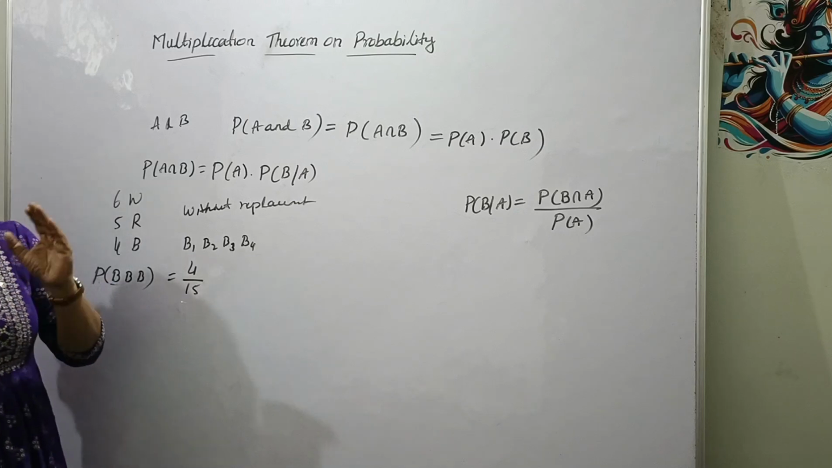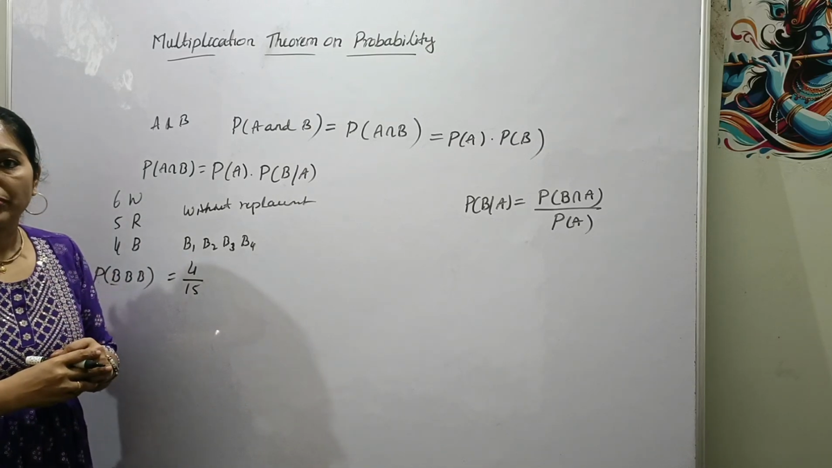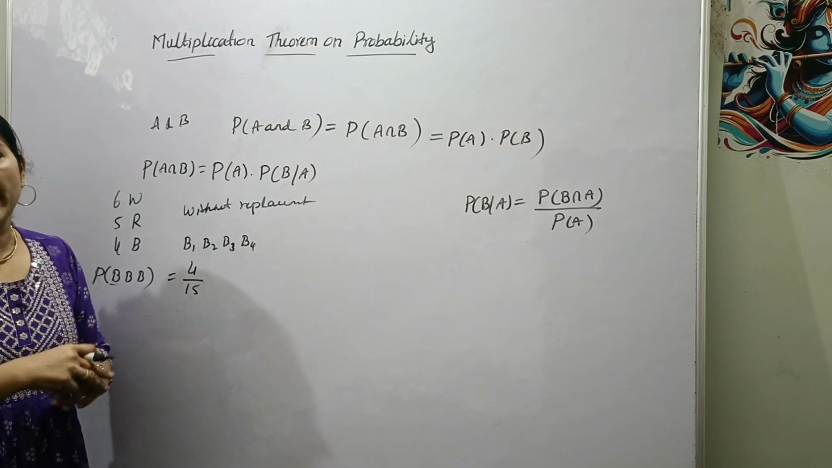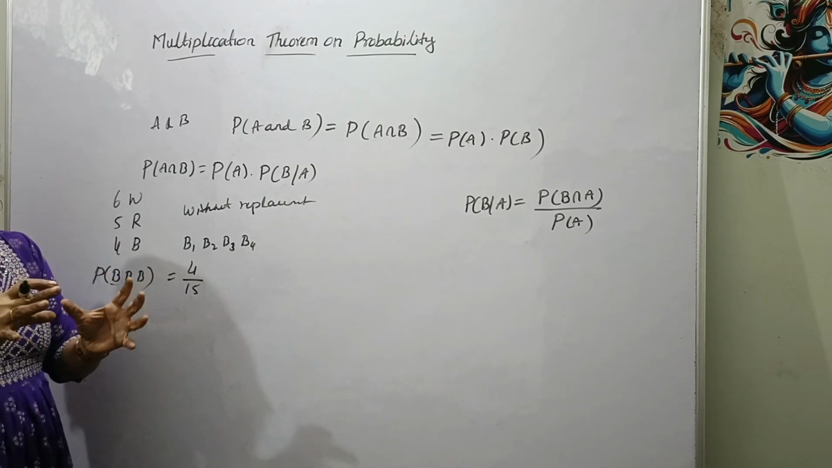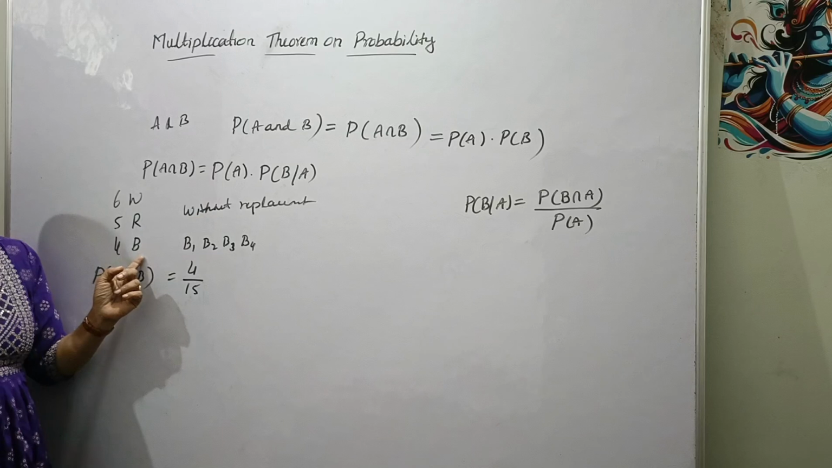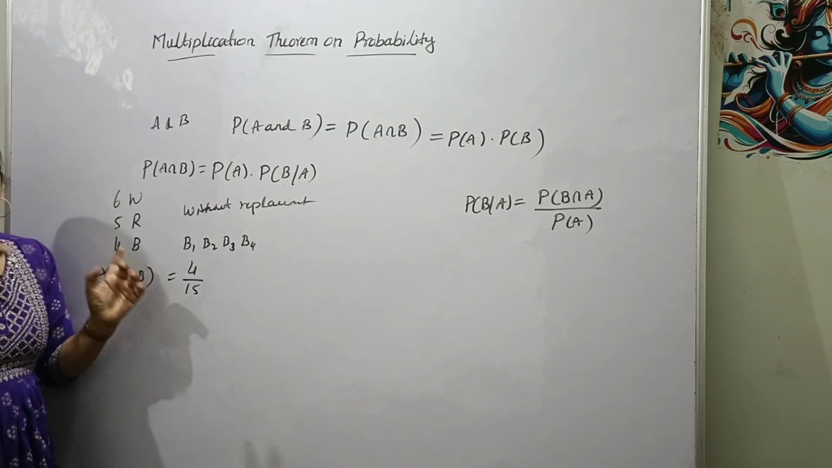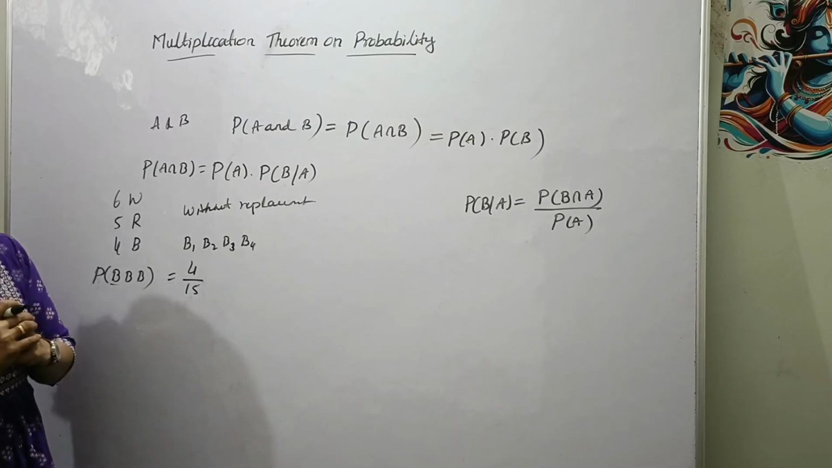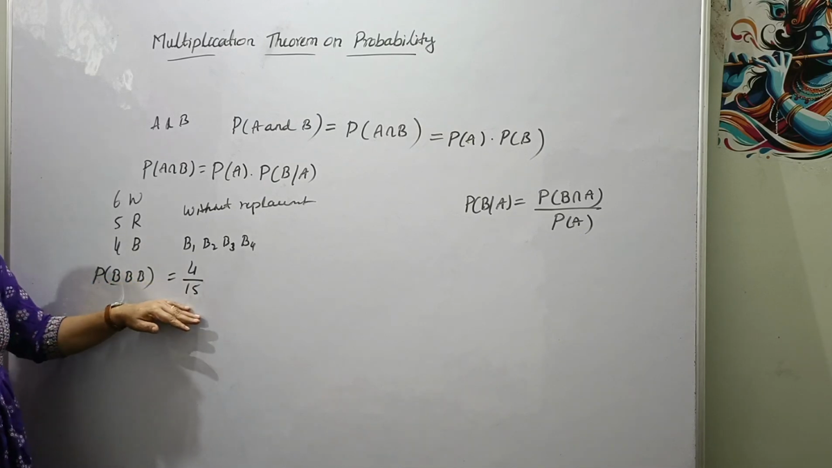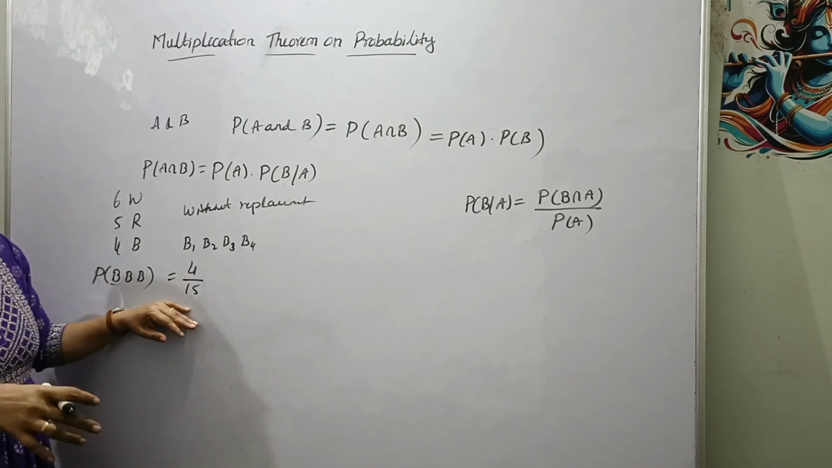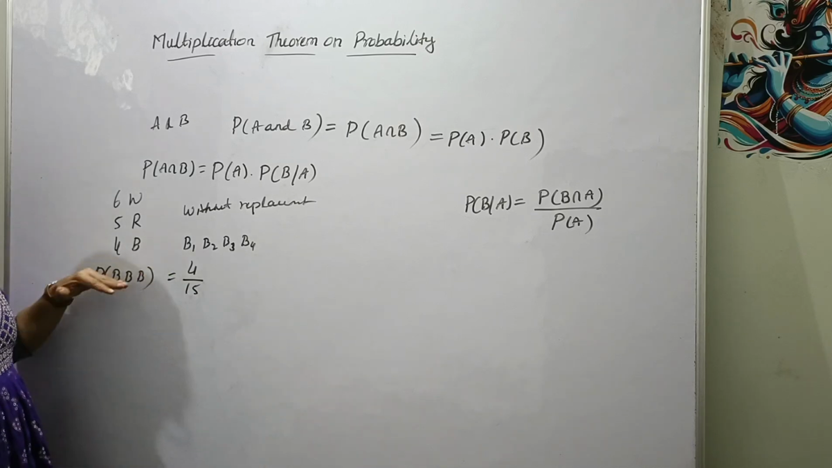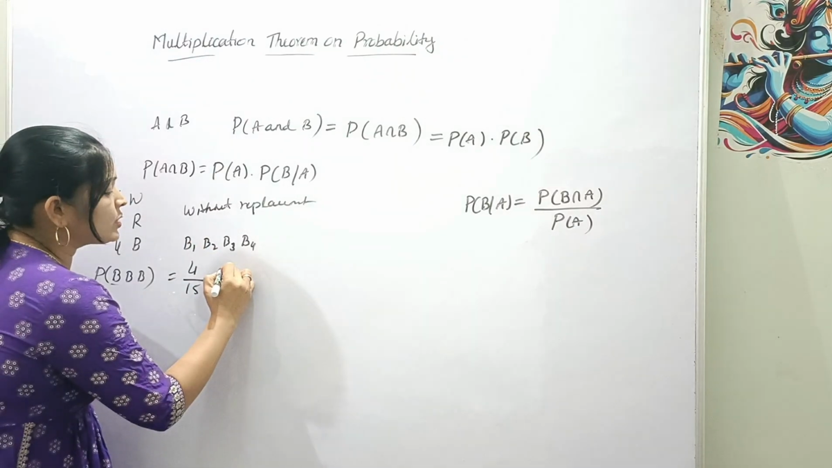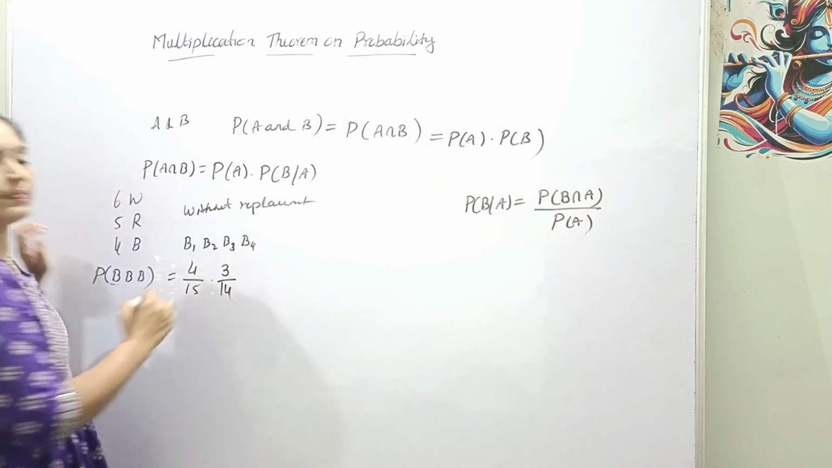And here we don't replace it back, without replacement. Now one ball is reduced in the bag. And if it is a black ball, then one black ball is also reduced, right? So next there are a total of 14 balls and only 3 black balls. Therefore, what is the probability of the next ball? Next we select another ball. What is the probability of that black ball? Here one ball is reduced, therefore 3 divided by 14.